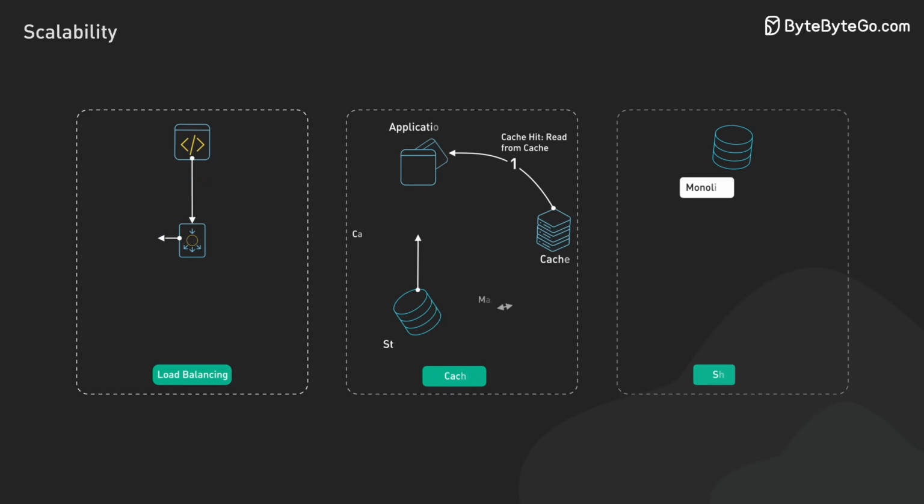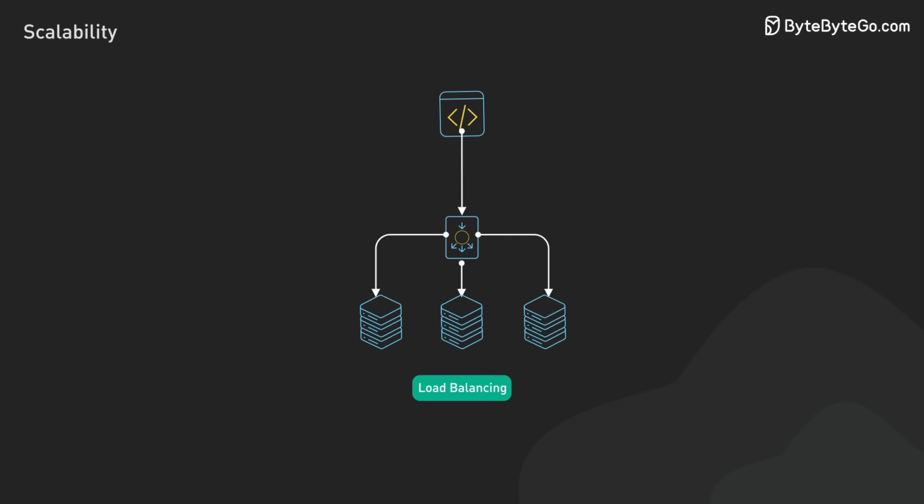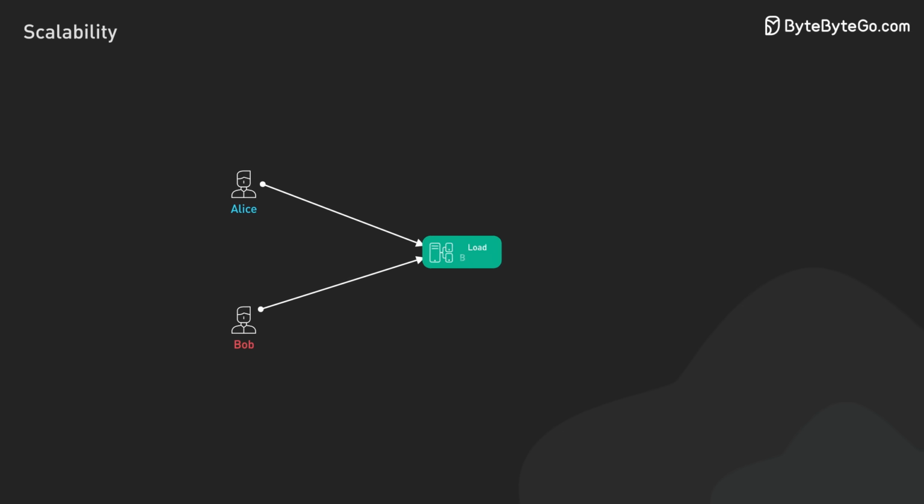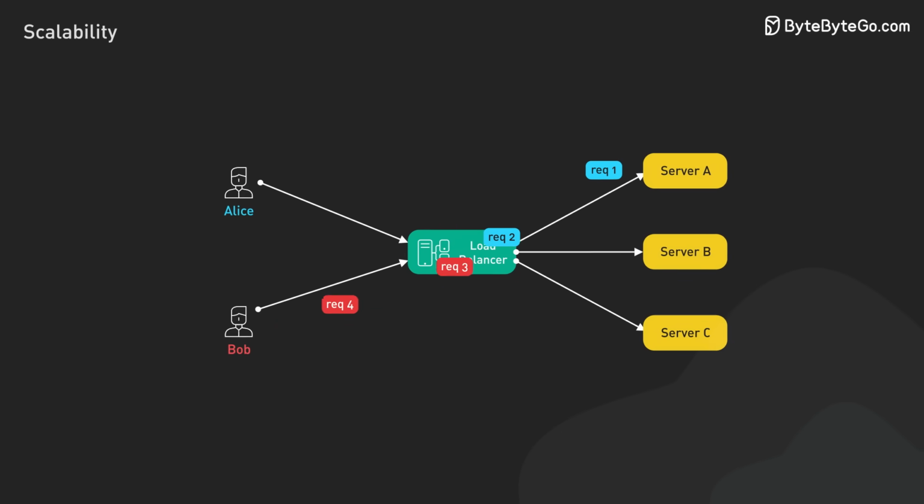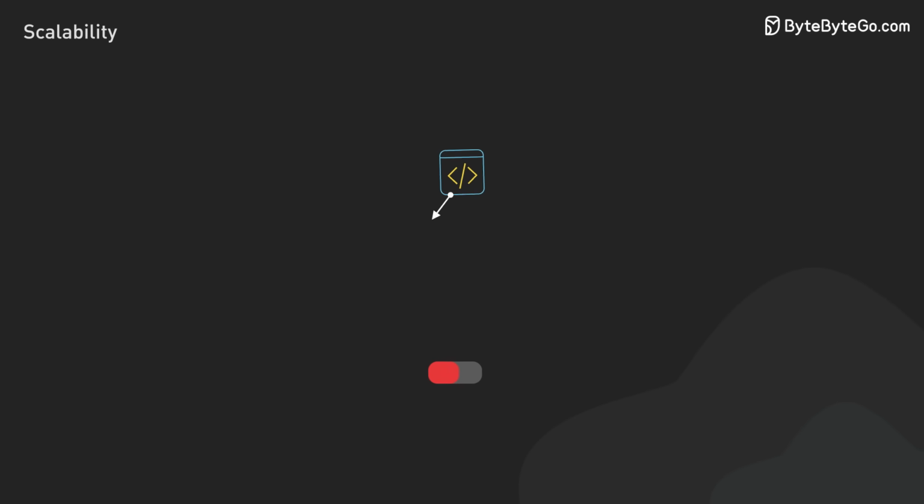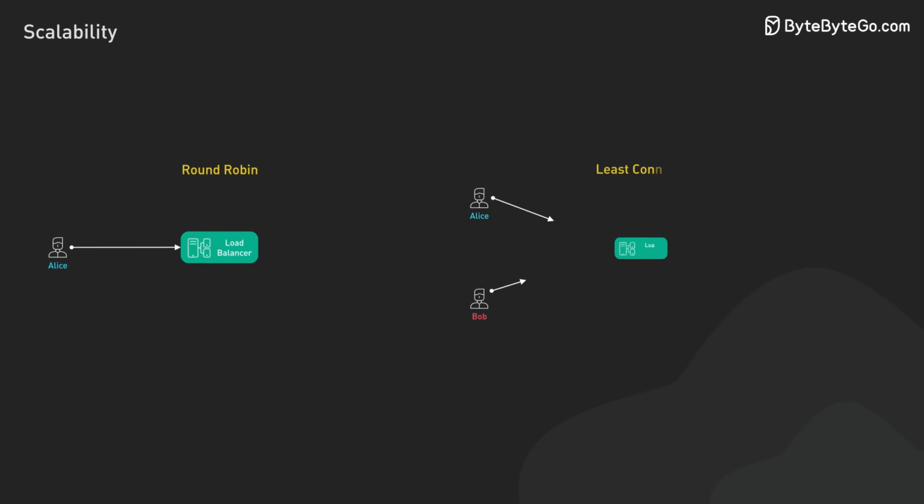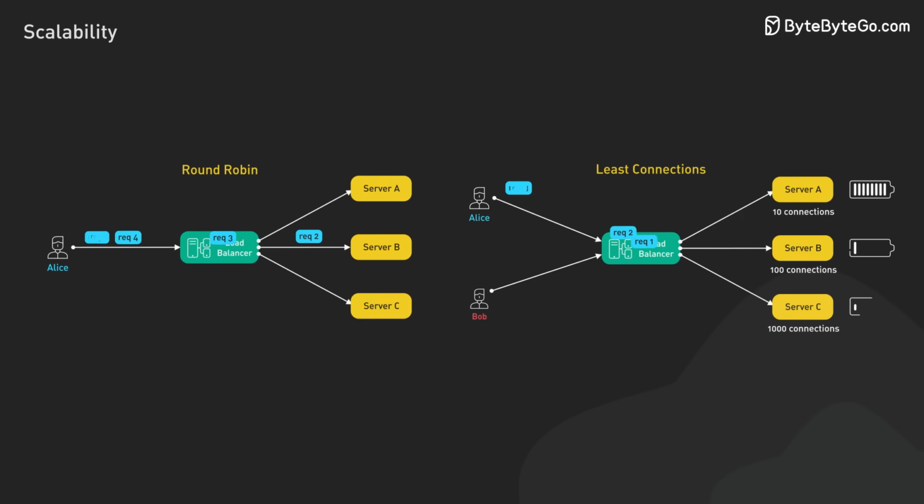Now, let's get into some concrete techniques for building scalable systems. First, load balancing. Think of load balancers as the traffic hub of a system, directing incoming requests to the servers best equipped to handle them. Without load balancing, we might have one server overwhelmed with requests, while others sit idle. Load balancers can use various algorithms like round-robin, least connections, or performance-based methods to distribute traffic efficiently.